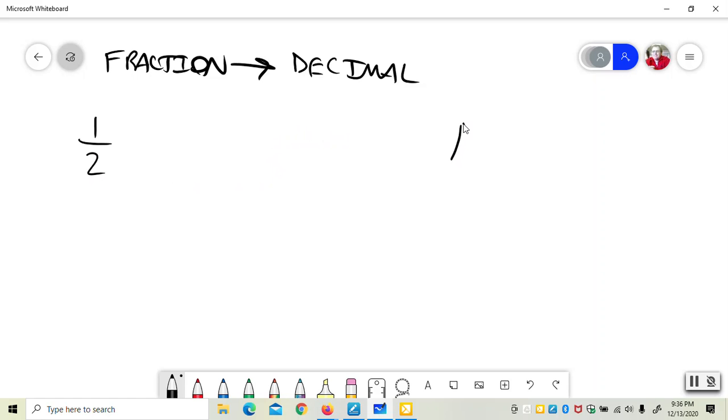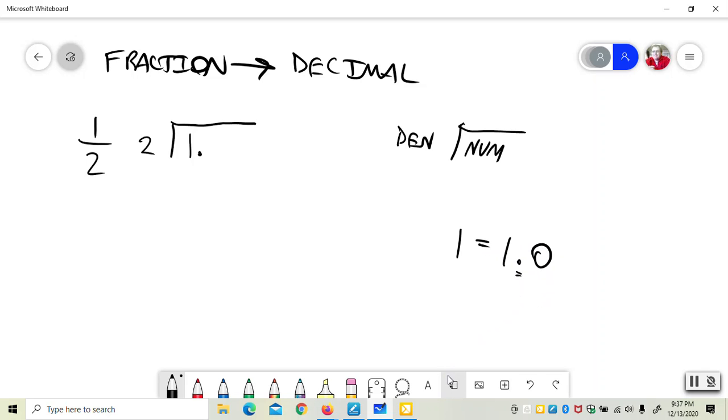The rule for how you do this is you put the numerator, which is the top number, inside the bracket and the denominator outside the bracket. So I'm going to say 1 inside and 2 outside. Then I'm going to put a decimal after 1. I'm allowed to do that because 1 is really the same thing as 1.0. The decimal is understood to be there. We just don't normally do it. You wouldn't normally say I'm holding up 1.0 fingers. You'd say I'm holding up 1 finger. But the 0 and the decimal are understood to be there.